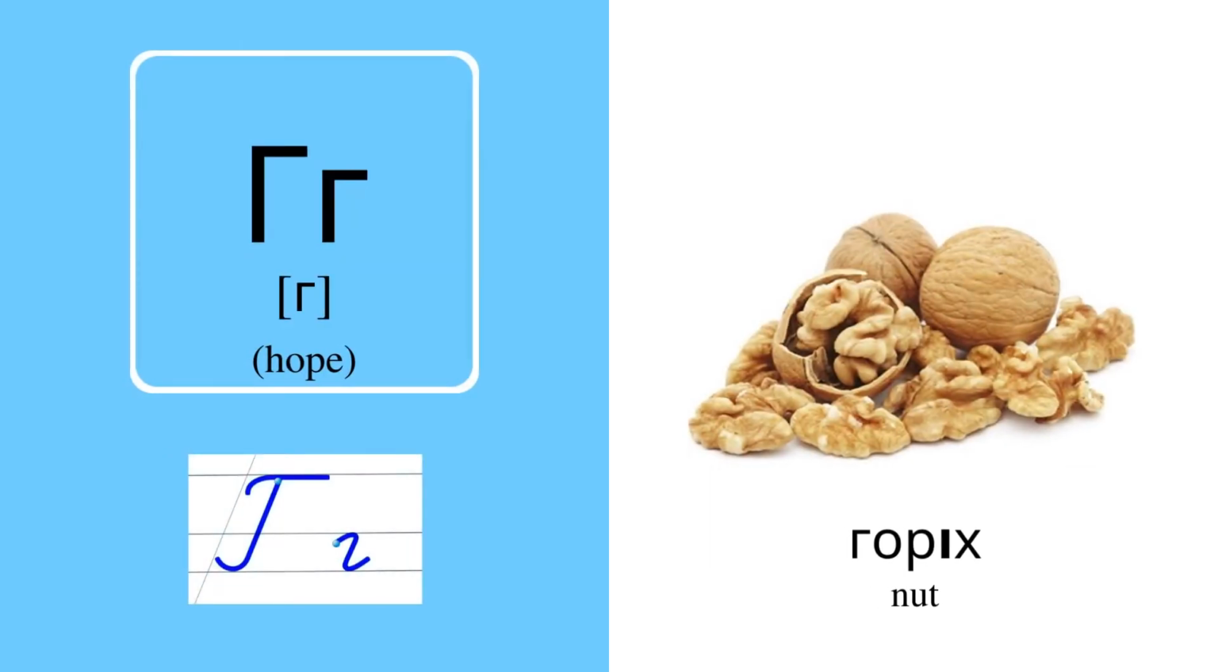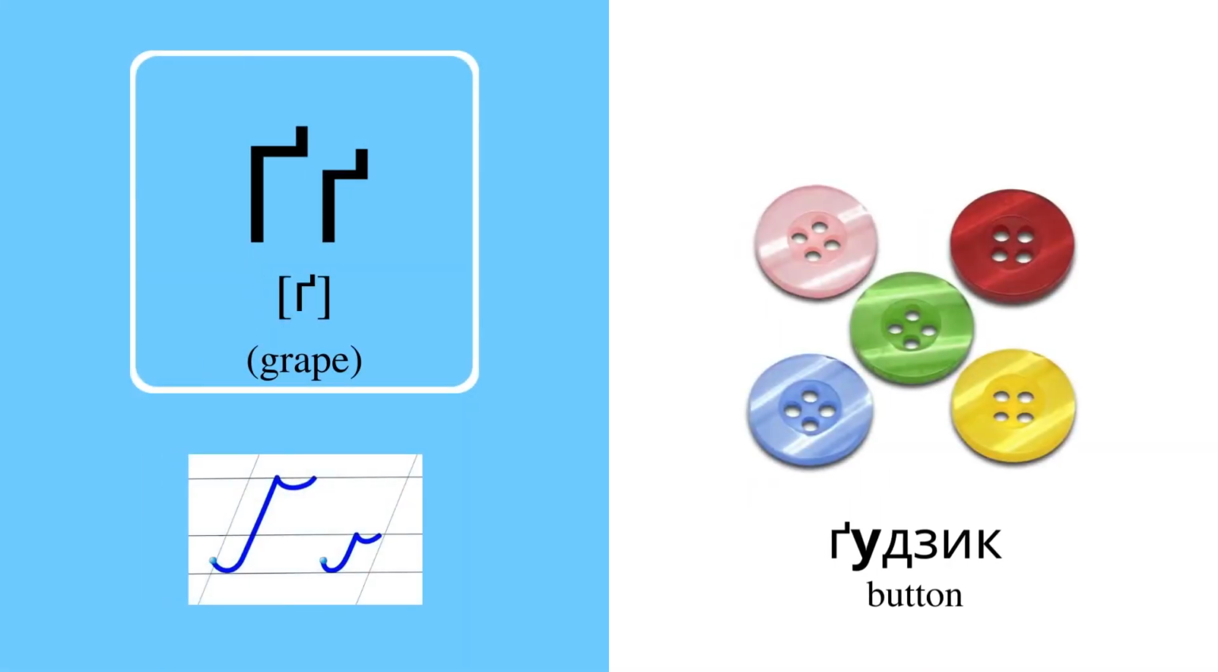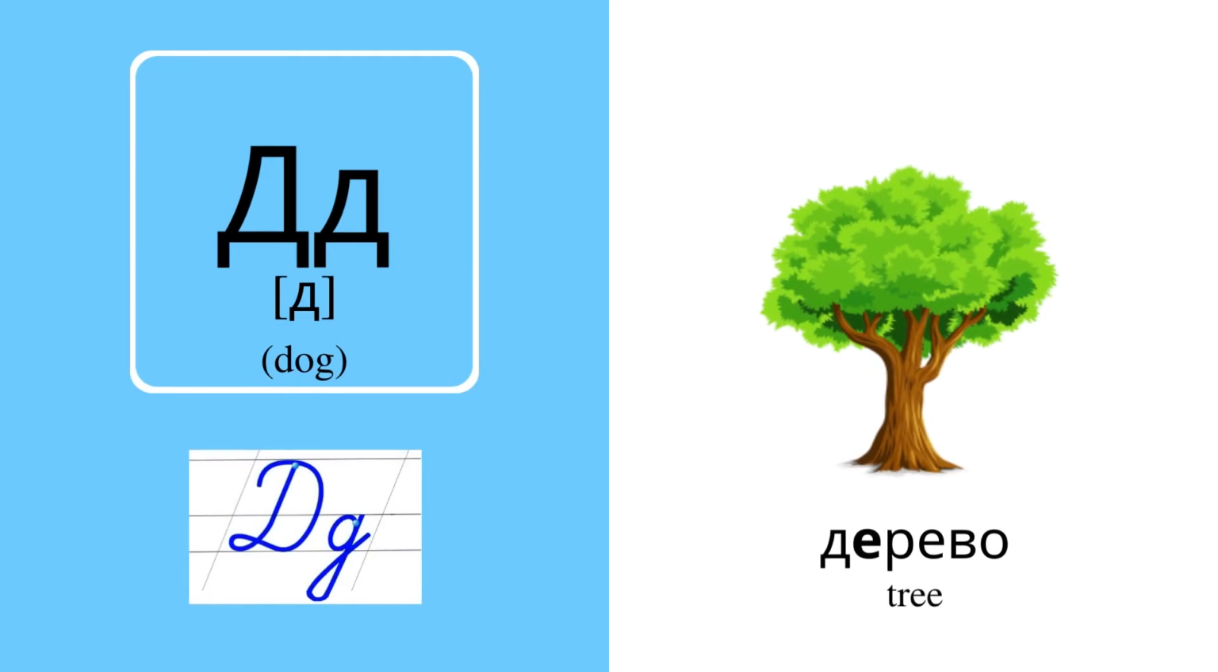Г denotes sound H, like in hope, but try to make it firmer and louder. Горіх. Ґ denotes sound G, like in grape. Гудзик. Д denotes sound D, like in dog. Дерево.